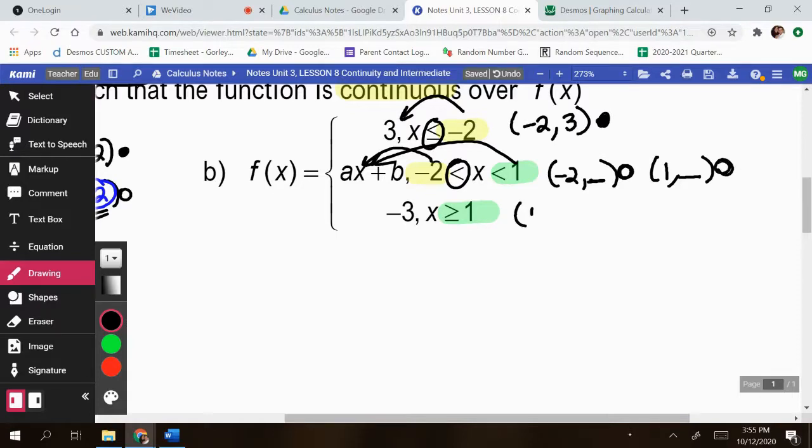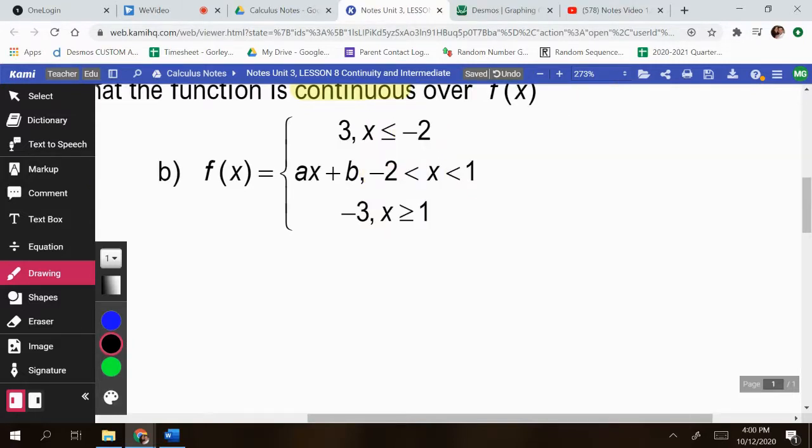And last but not least, here if I plug in 1, there's nowhere to plug it in, so I know my output's just -3. And it's a closed dot because it's greater than or equal to. Let's just try to visualize this graph. I'm going to just put in some tick marks here.